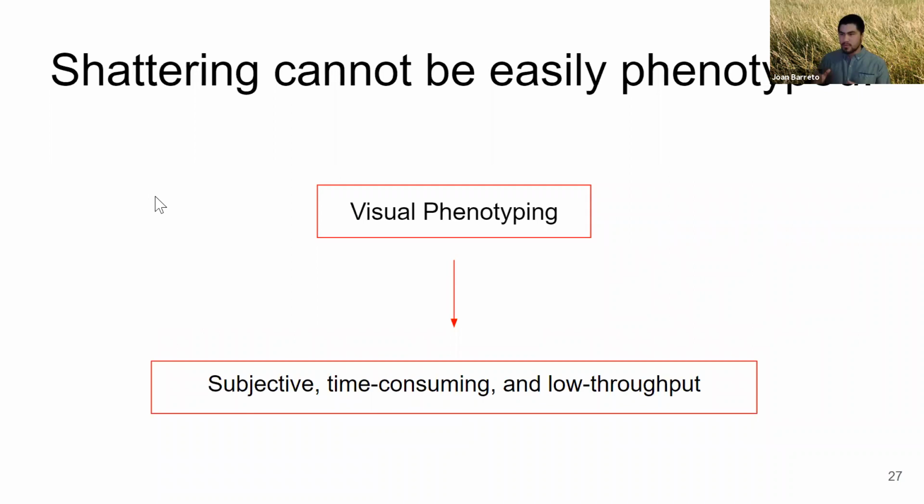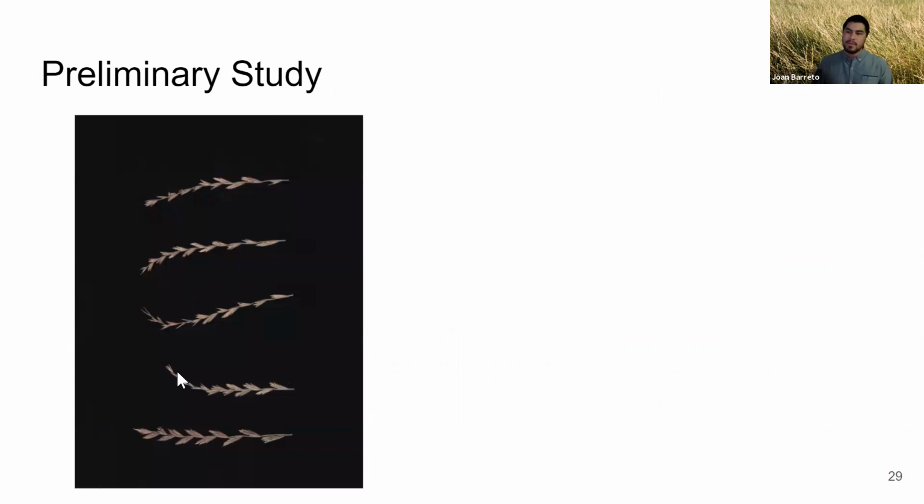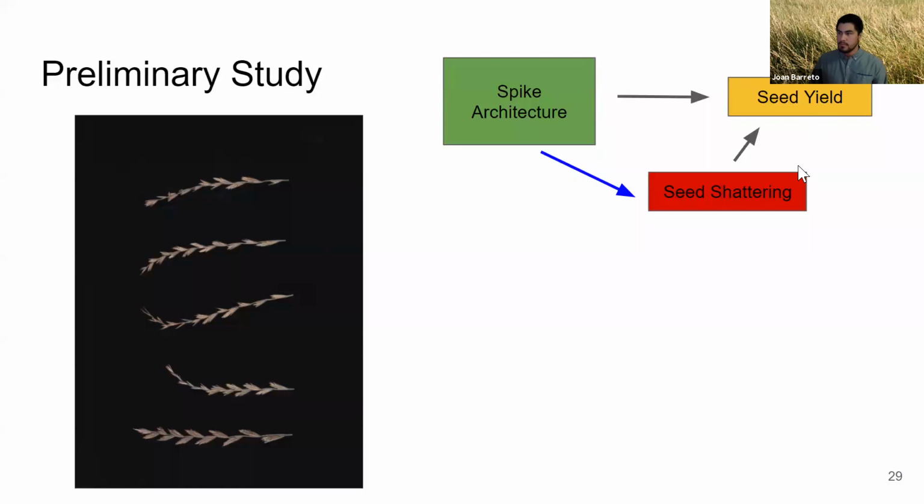So how do we solve this problem? During my preliminary experiment, I observed that the spikes had different shapes. Even within a cultivar, there was some variation for spike morphology. And we know that spike architecture, spike morphology, controls yield, which is affected by seed shattering. And we also know that there is a relationship between spike architecture and seed shattering. So that made me wonder whether I could use spike architecture as a proxy to measure seed shattering.